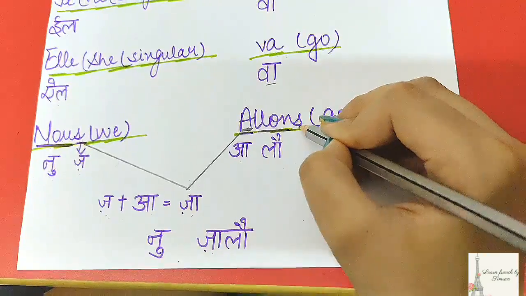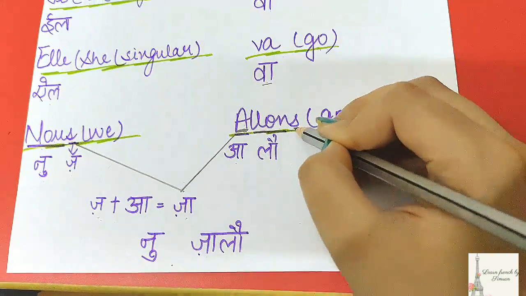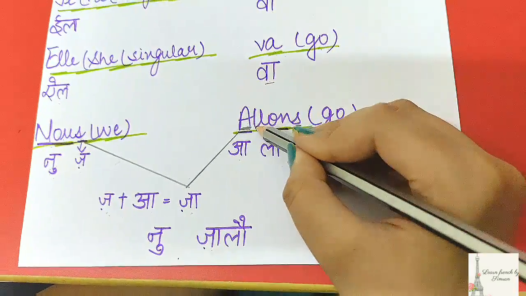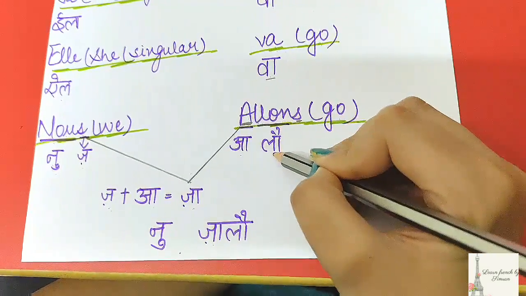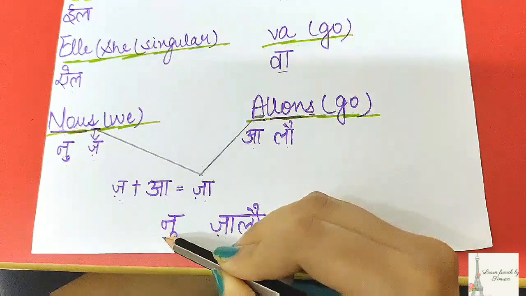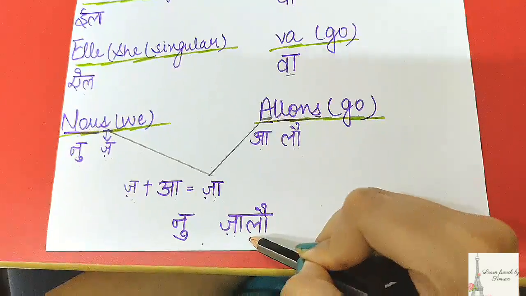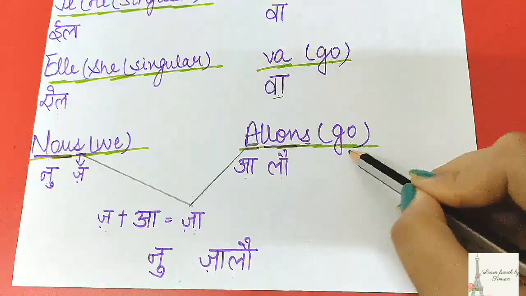Now again the last letter will not be pronounced. S is silent here. So this double LON will become lo. So it will become nu za lo, which means we go.